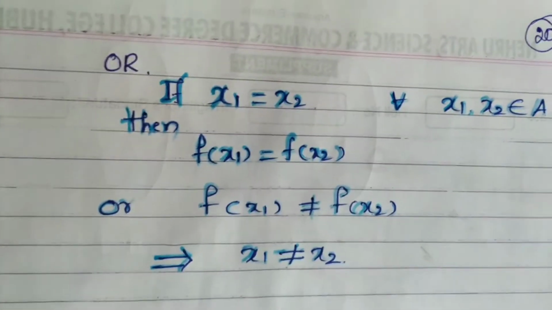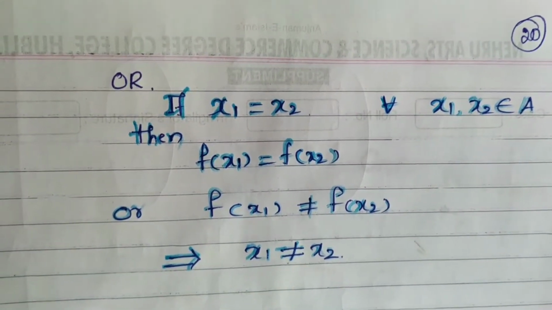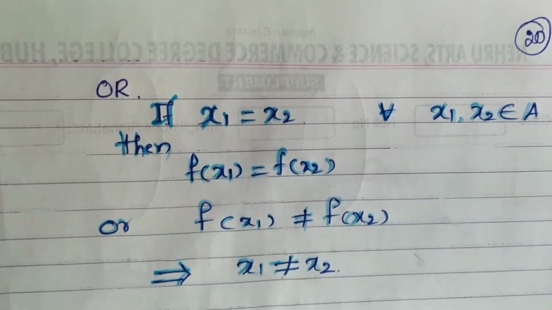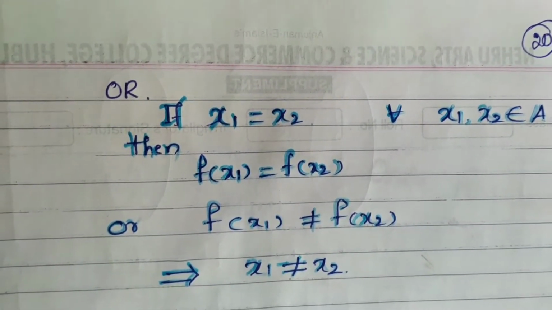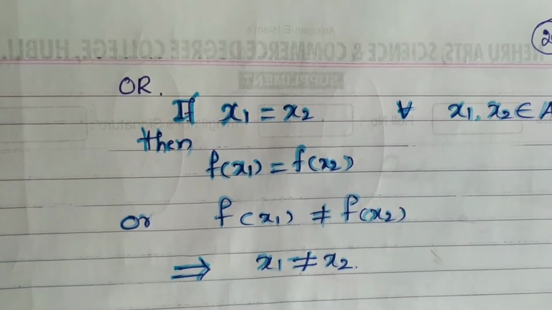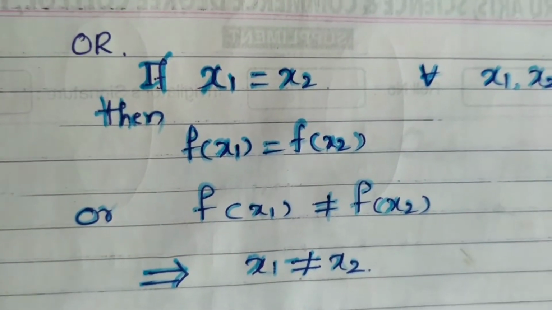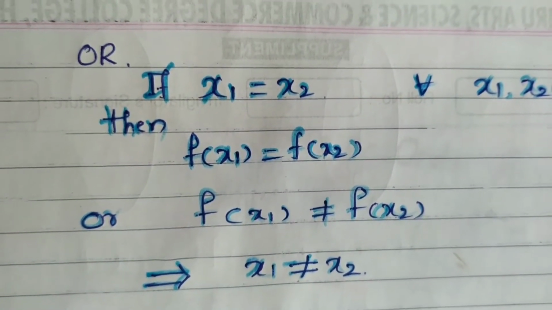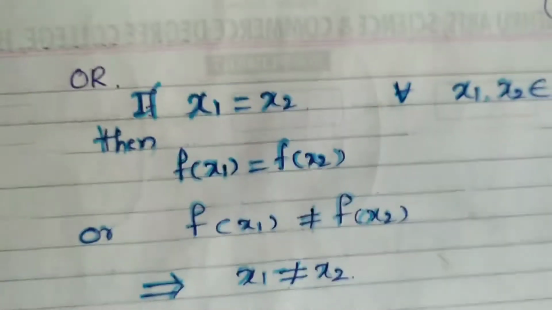In other words, the function f from A to B is said to be 1-1 if the definition goes like this: if f of x1 is equal to f of x2, for every x1 and x2 that are elements of A, then x1 is equal to x2. If this condition is satisfied, then f is also called 1-1. The contrapositive definition is also there: x1 is not equal to x2 implies f of x1 is not equal to f of x2. If it satisfies this condition, then that is also called a 1-1 function.